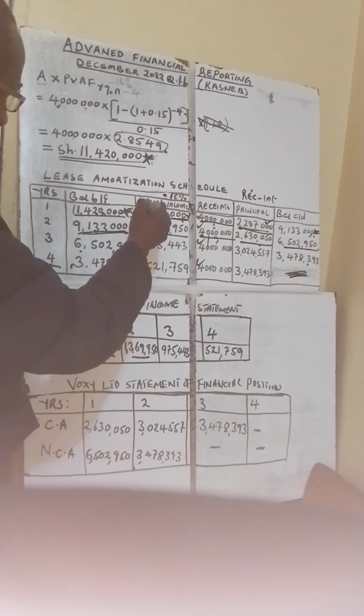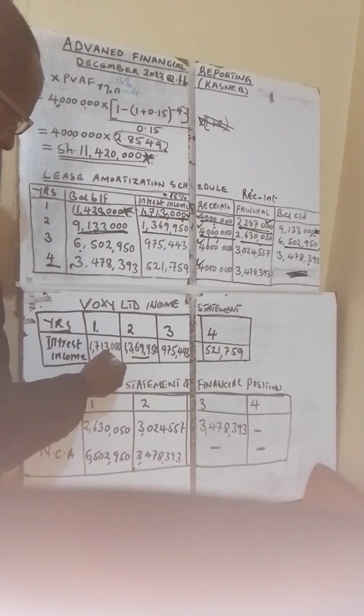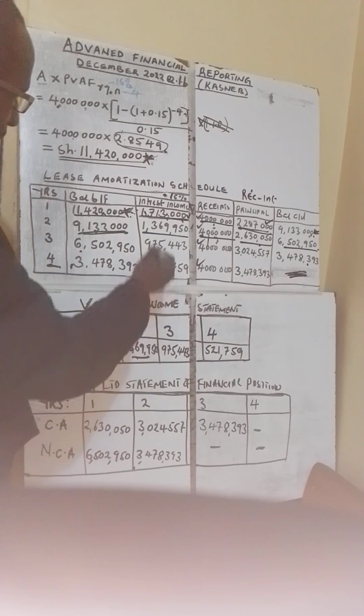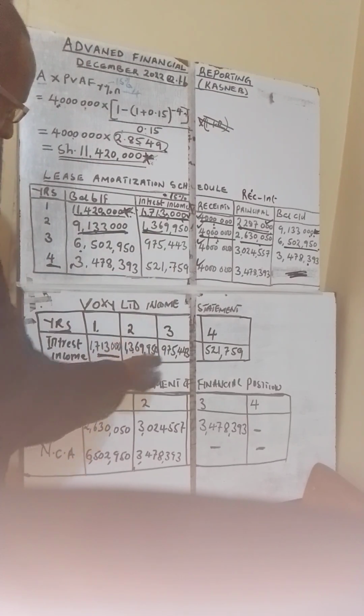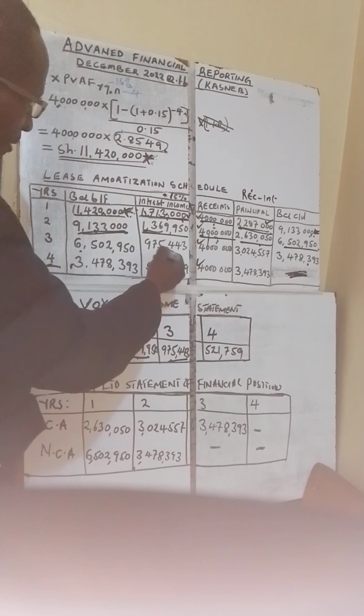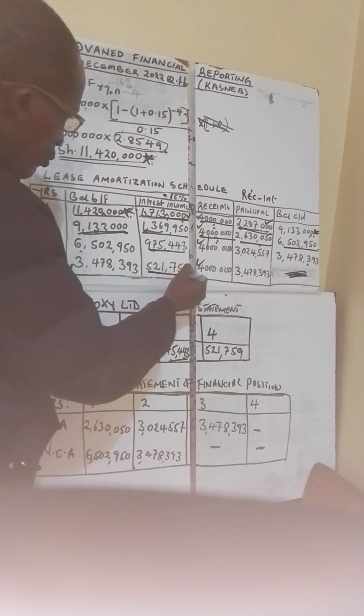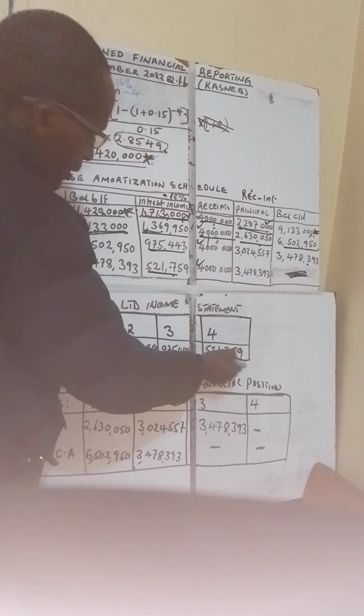So we are saying year 1 is 1,713,000, this part. Year 2, 1,369,000, this part. Year 3, 975,443, and then year 4, 521.